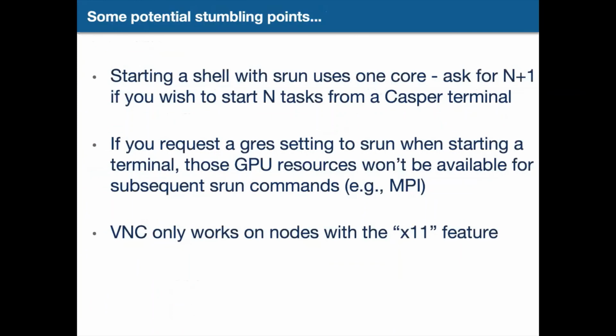And there are some potential stumbling points we need to be careful about. The first one is when you start a shell with the srun command, it already uses one core. So you want to ask for n+1 cores if you want to run an n-task code from your Casper terminal. If you request a GRES setting to srun when starting a terminal, those GPU resources won't be available for the subsequent srun command. And VNC only works on nodes with the X11 feature.